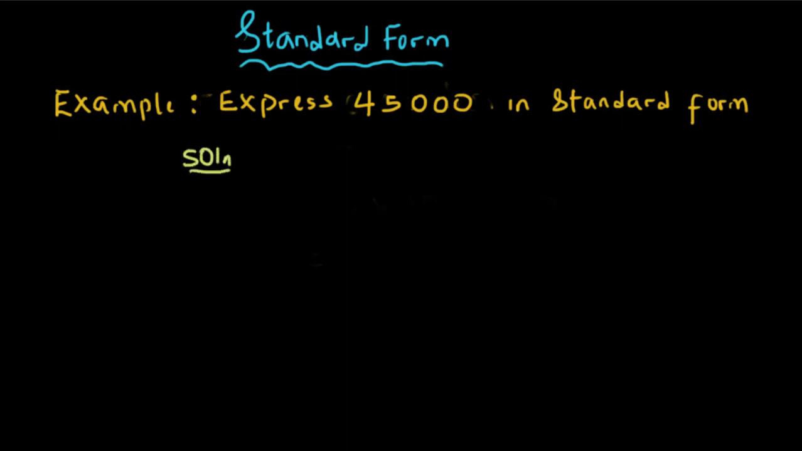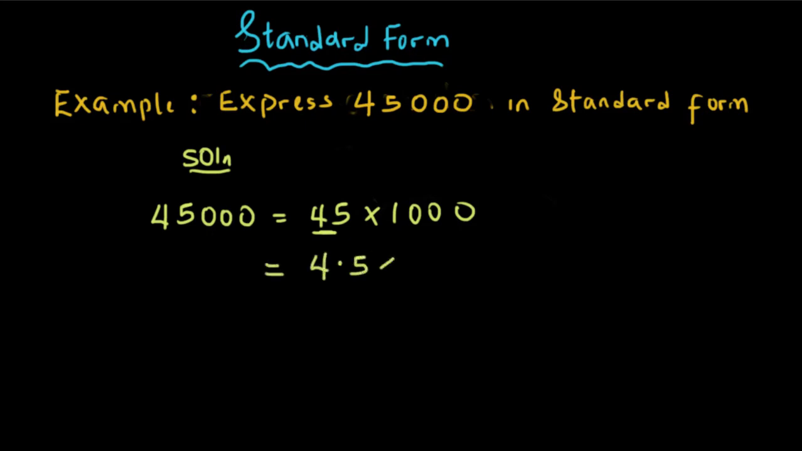Now look carefully. 45,000 will be equal to 45 times 1,000. But you see, 45 is greater than 9.9999. So this is what we are going to do. We are going to have 4.5. Now, because we have 4.5, we add another 0 to the 1,000. So it becomes 10,000. Do you understand?